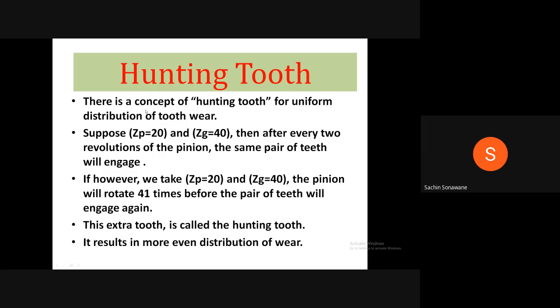Therefore, there is a concept of hunting tooth for uniform distribution of tooth wear. Suppose ZP, that is the number of teeth on the pinion, is equal to 20, and ZG, that is the number of teeth on the gear or wheel, is equal to 40. Then after every two revolutions of the pinion, the same pair of teeth will engage.